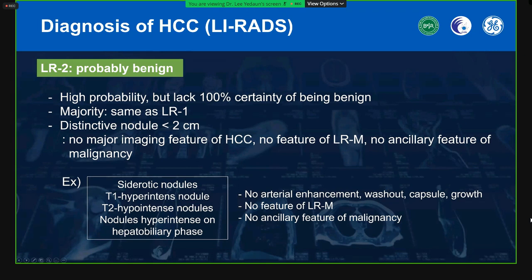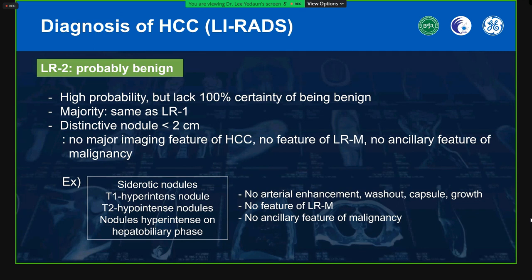Observations in LR-2 have a high probability but lack 100% certainty of being benign. Recent reviews show that about 13% of observations in this category to be HCC and 13% of the observations to be malignant. The majority of LR-2 are the same as LR-1, distinctive nodule less than 2 cm without major features of HCC.